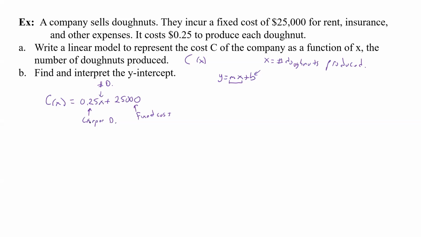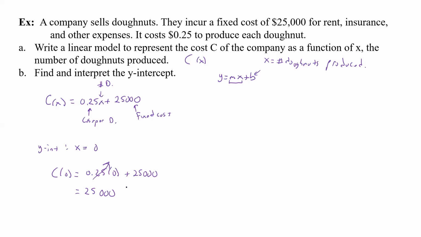Well, what does that mean? That means we're going to plug in x equals 0. So the y-intercept is going to be x equals 0. And so we're going to have C of 0 equals 0.25 times 0 plus 25,000. Well, that is 0. So C of 0 is 25,000.